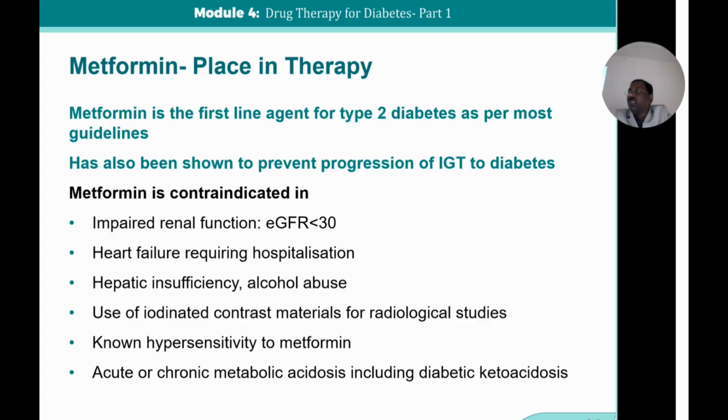Known hypersensitivity to metformin, that can be there for any drug. Acute or chronic metabolic acidosis, including diabetic ketoacidosis. In any acute conditions, don't use the OHAs. In DKA, which OHA do you use? Is it sulfonylurea or metformin? Good. In HHS, which OHA do you use? No OHA, insulin only. So in all acute conditions which need admission to the ICU, definitely don't use OHAs, and metformin is also an OHA, so don't use it.